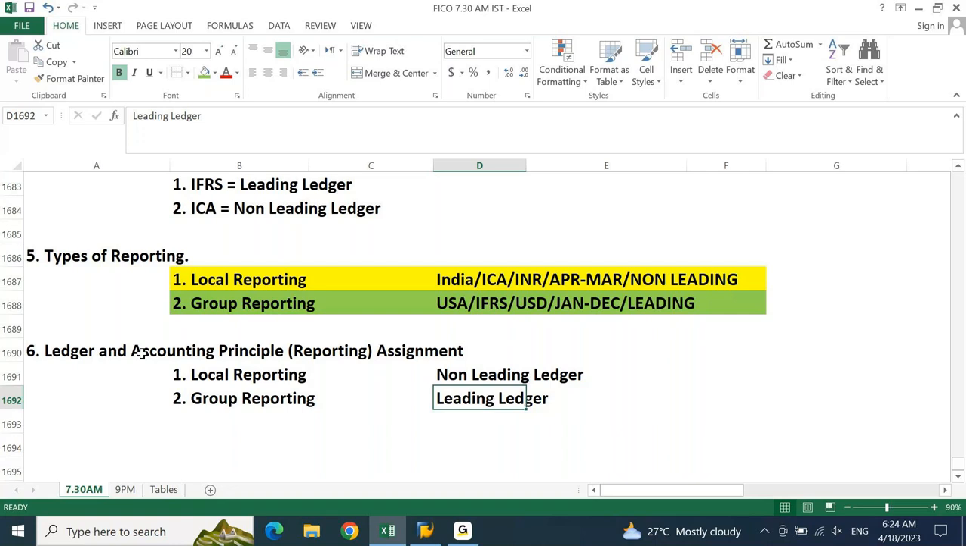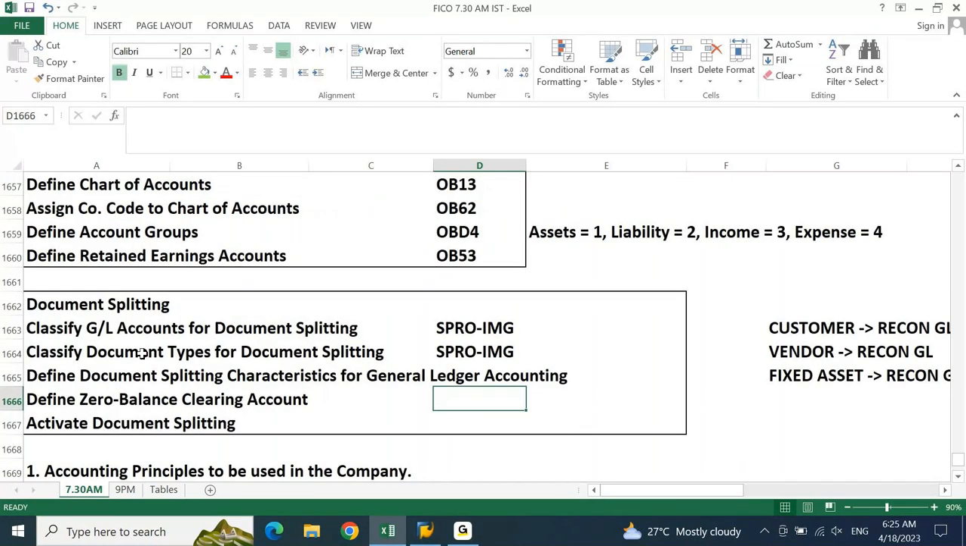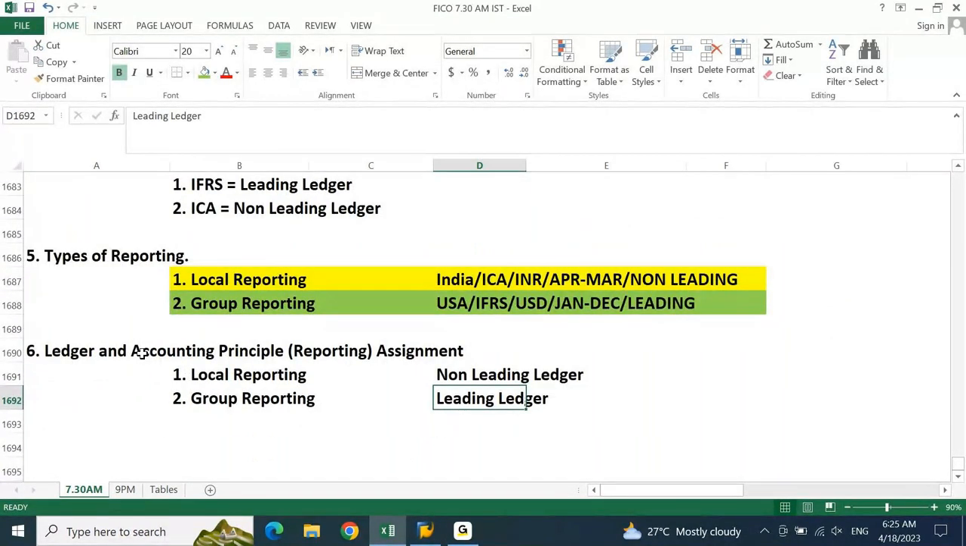This combination is a must for you to understand. Blindly remember this in your mind. This is what majority of the organizations will follow in real environment. And it is very important for you to know these settings even before you complete your baseline configuration, because your baseline configuration is dependent on these points. If we are not clear on these points, whatever the remaining configuration we are doing after document splitting or after this chart of account are created without any clarity. Right? So group reporting you will be using for leading ledger, local reporting you will be using for non-leading ledger.